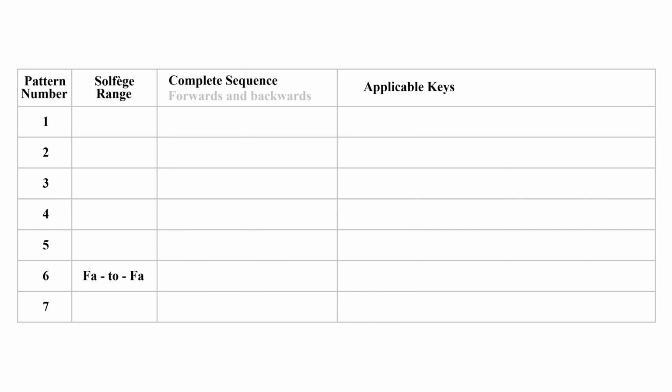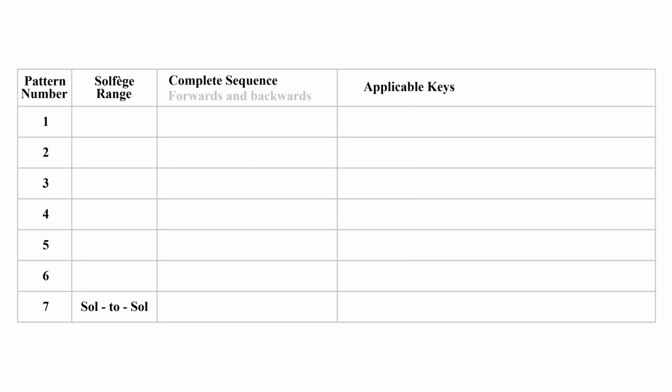The sixth pattern, contained in the first circle, from Fa to Fa. Ascending diatonically, we have Fa, Sol, La, Si, Do, Re, Mi, Fa. In reverse, going down, Fa, Mi, Re, Do, Si, La, Sol, Fa. The applicable keys, we have Fa major with 1 flat, Fa minor with 4 flats, Fa sharp major with 6 sharps, and Fa sharp minor with 3 sharps.